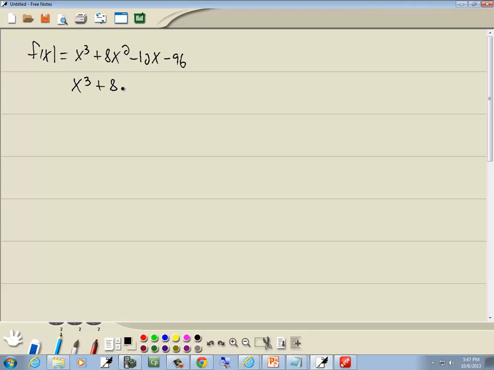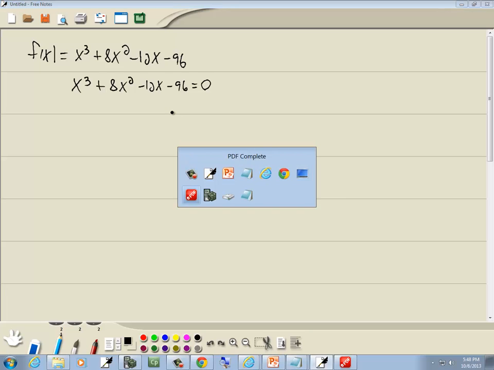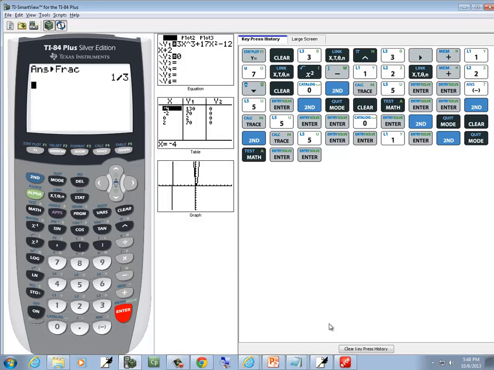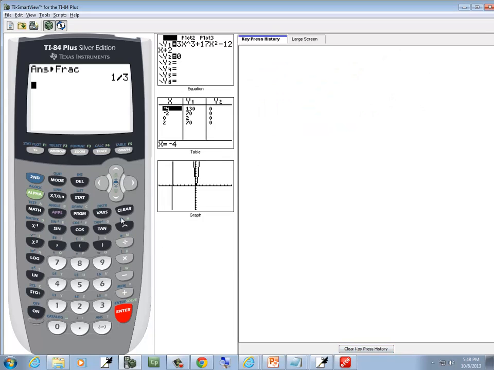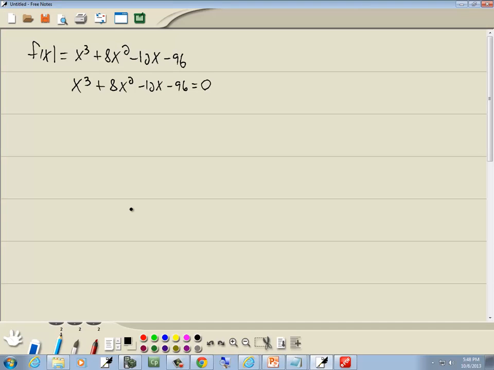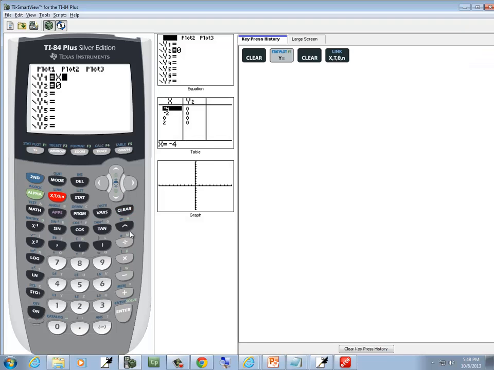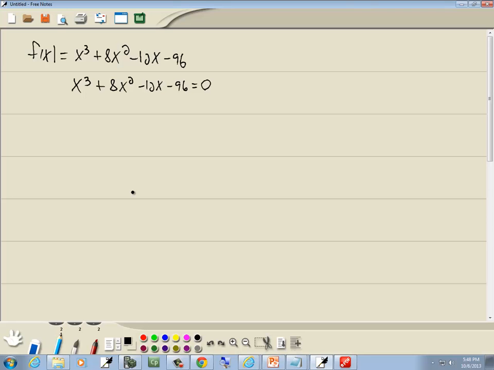So we got x to the third plus 8x squared minus 12x minus 96 is equal to 0. Now we're going to put a polynomial on y1 and 0 on y2 on our TI-83, TI-84. So press y equals, press clear. Then we got x to the third, so we'll do x caret 3. Make sure you do a right arrow key if you got one of the newer TI-84s.